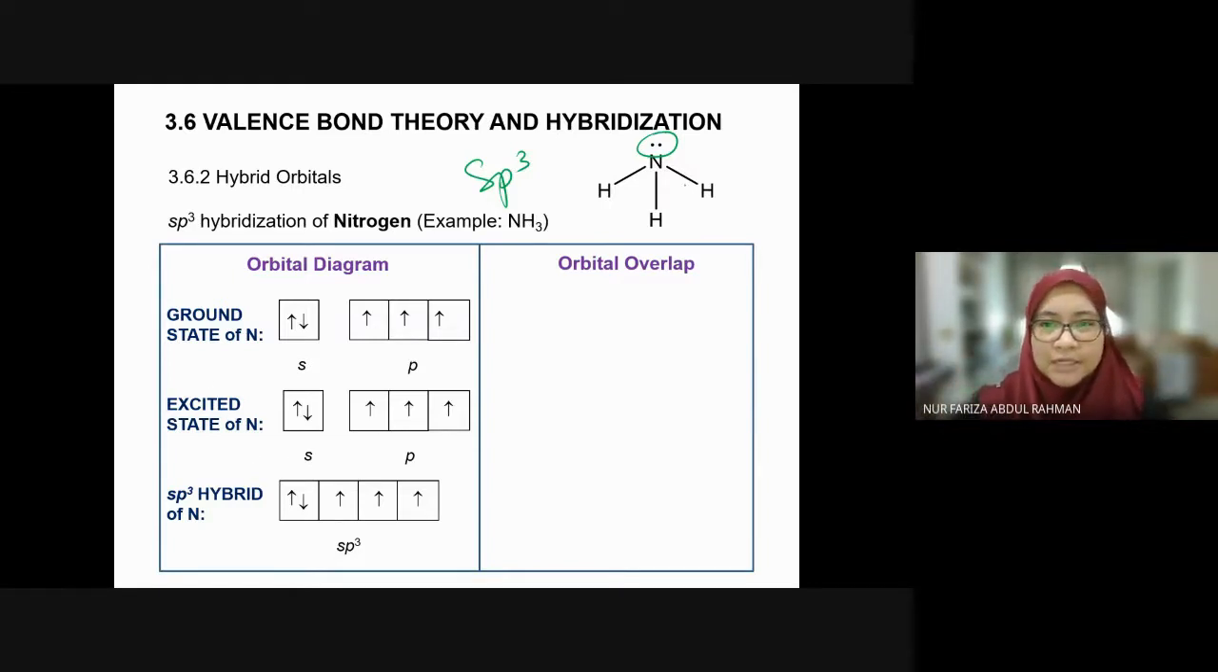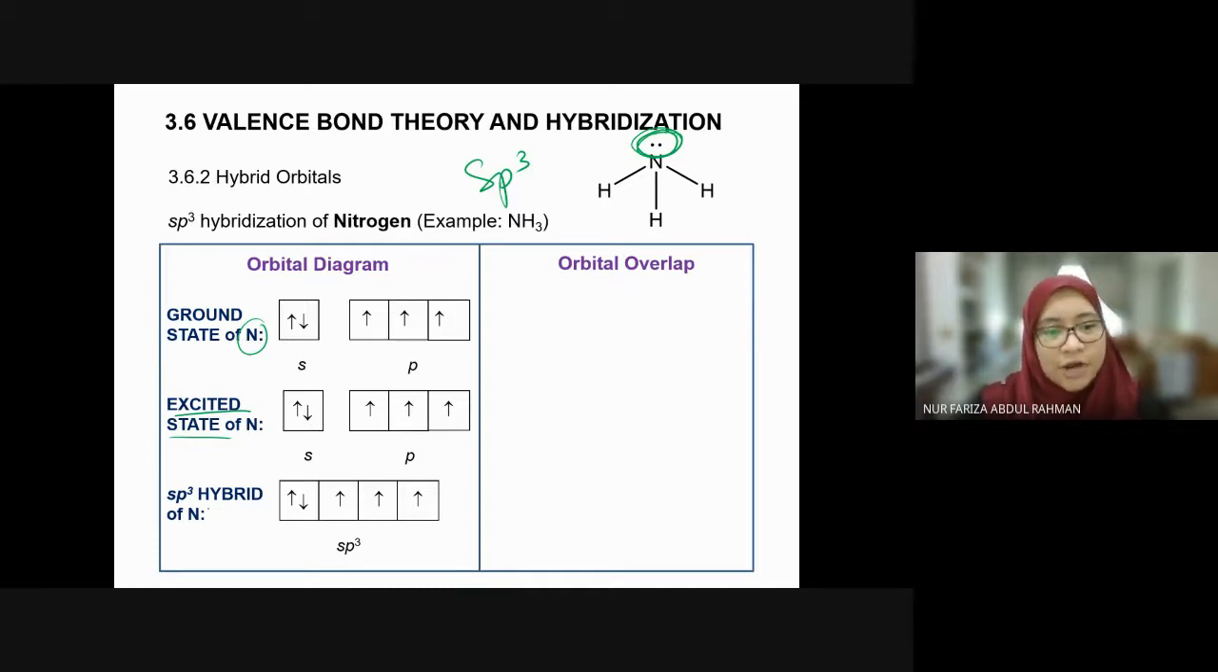Alright, so for sp3, for NH3 you have to draw. As you can see, you can already see one lone pair. So you should bear in mind, in the hybrid orbital for the central atom, you should have one full-filled orbital because we have one lone pair on the central atom. So this is the ground state for nitrogen. The excited state for nitrogen and the ground state are the same, meaning there is no promotion of electron, no excitation of electron.